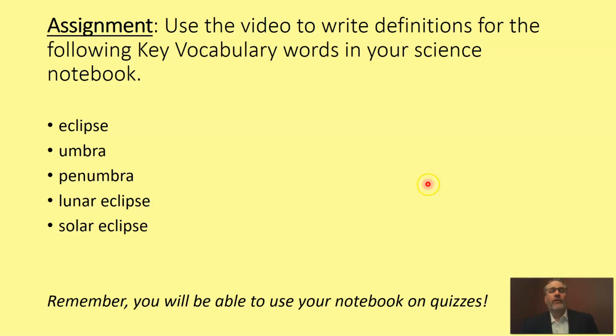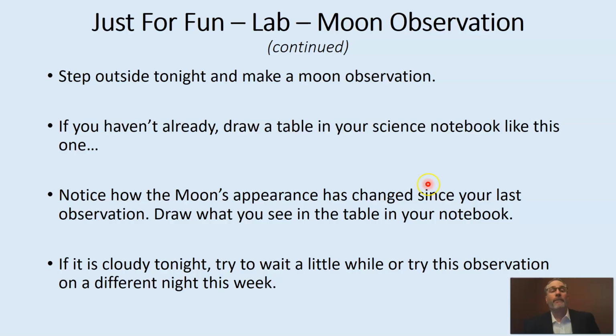All right, so here's going to be your assignment. In your notebook, I want you to write definitions for these key vocabulary words. I want you to find eclipse, umbra, penumbra, lunar eclipse. Remember, you already have a diagram for this, but you need to get some words down, and solar eclipse. Remember, the whole point is you will be able to use your notebook on the quizzes. We have a quiz coming up soon. So you're going to need to look back through the video and find these.